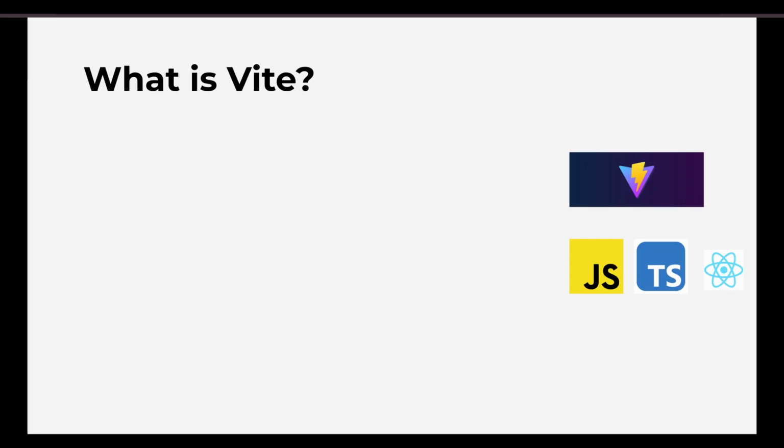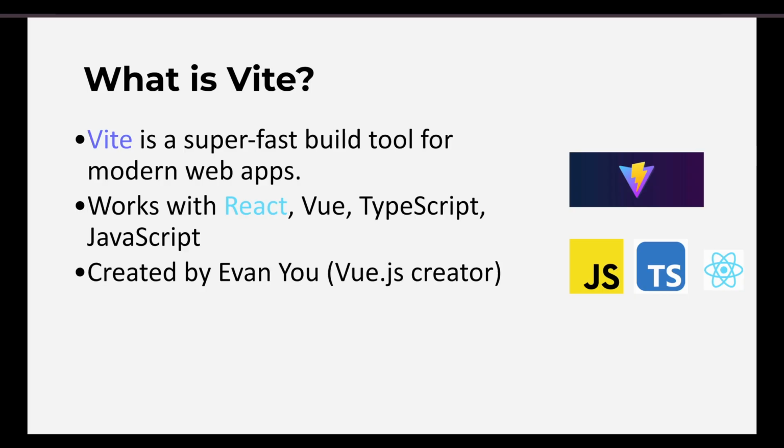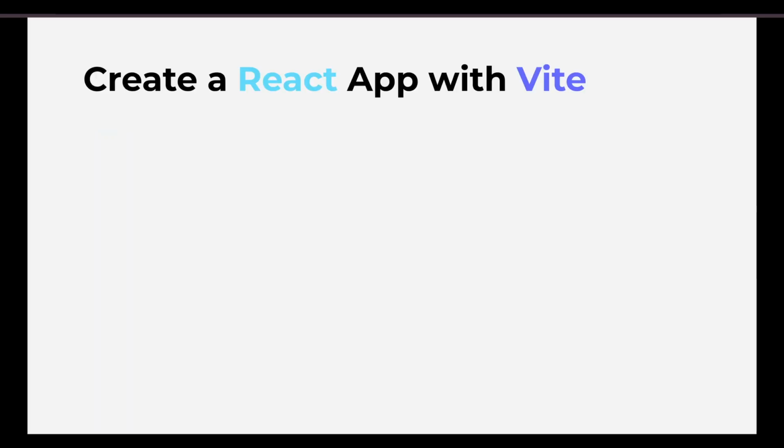So, what is Vite? Vite is a super fast build tool. It was created by Evan You for Vue.js, but it works with React, Vue, TypeScript, and JavaScript.